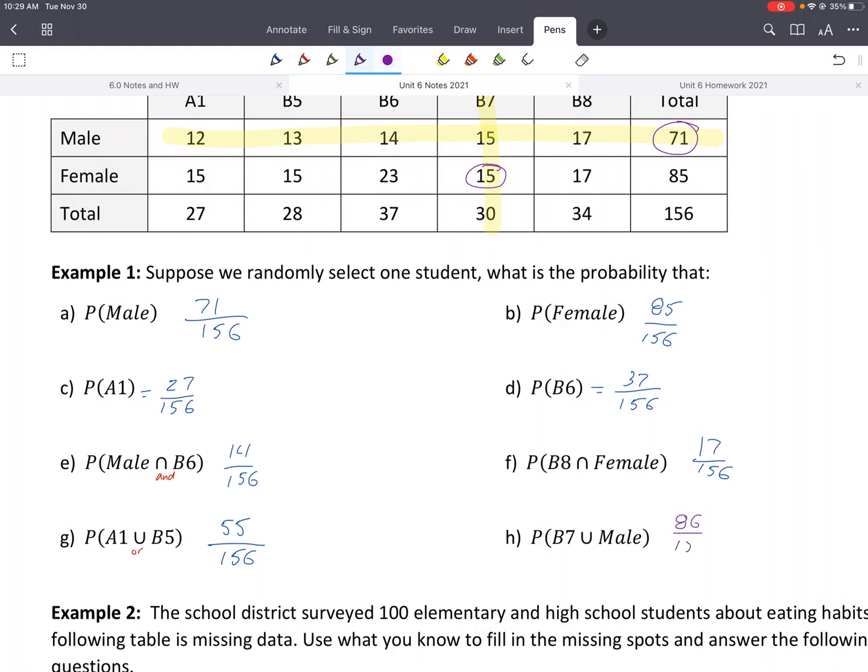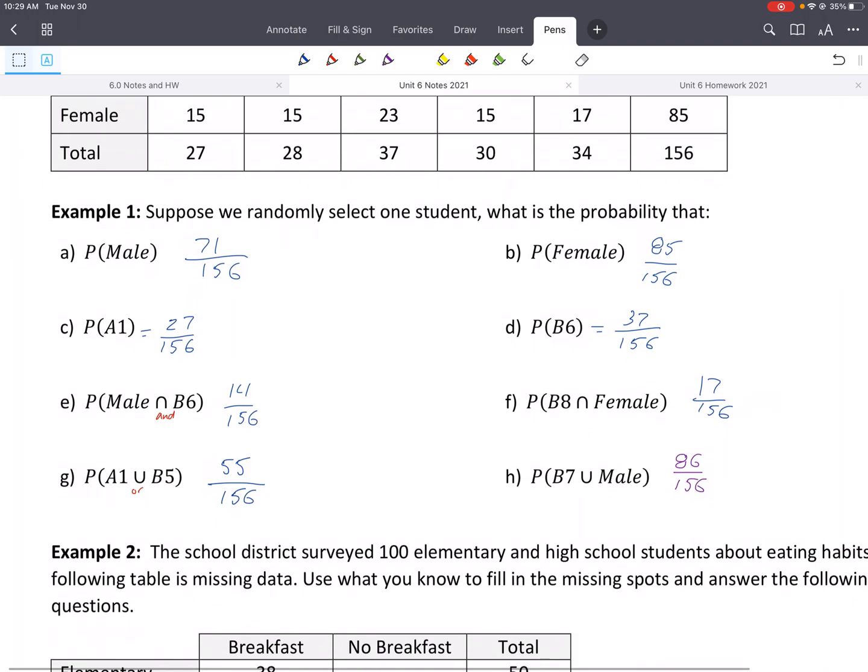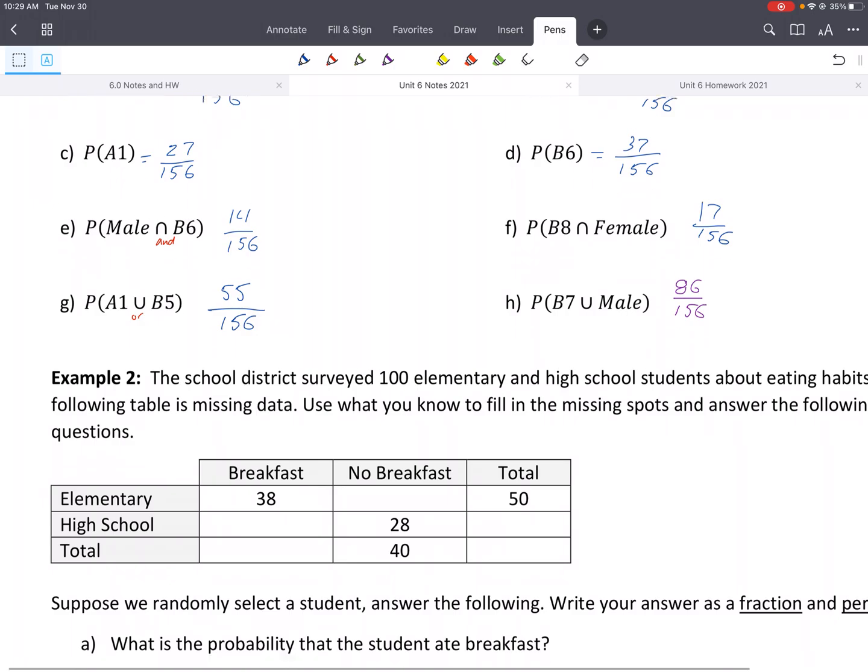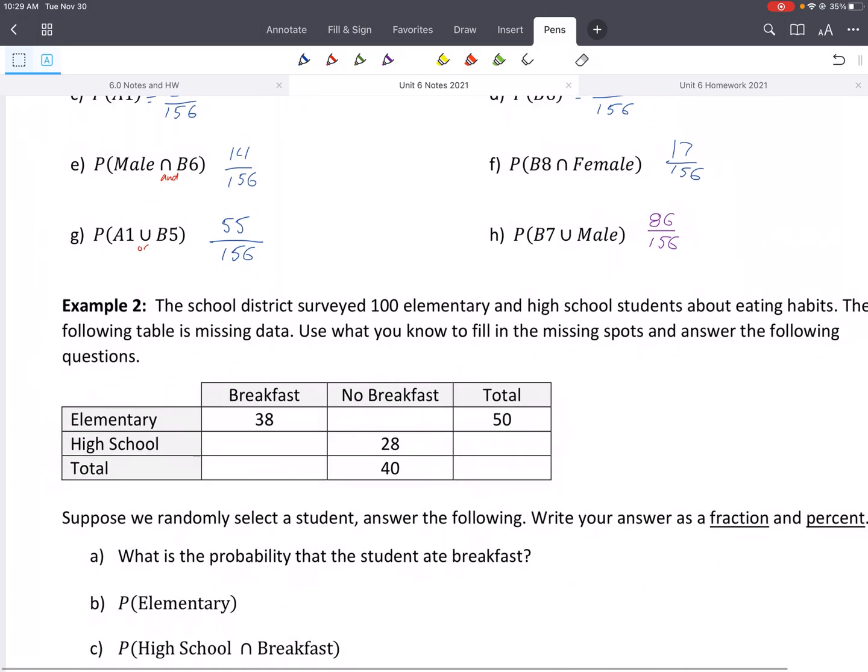86 out of 156. Again, we could have done this in lots of different ways. We would end up getting the same thing. If we do 75 plus 30, that's 105, but then we'd need to subtract what was double counted, and you'd still end up getting the 86. All right, so there you go. Here we wrote down our answers as fractions.